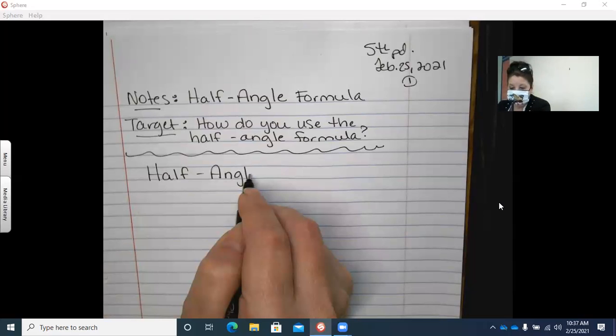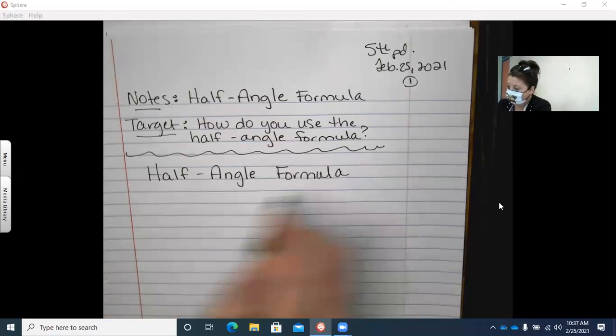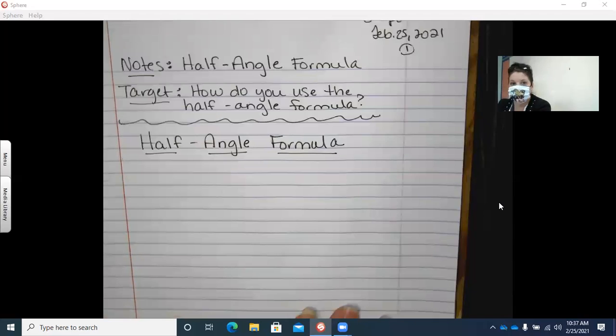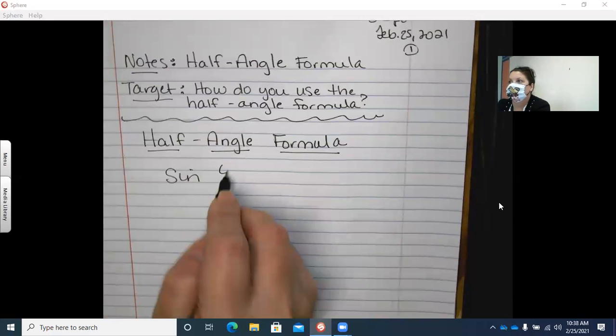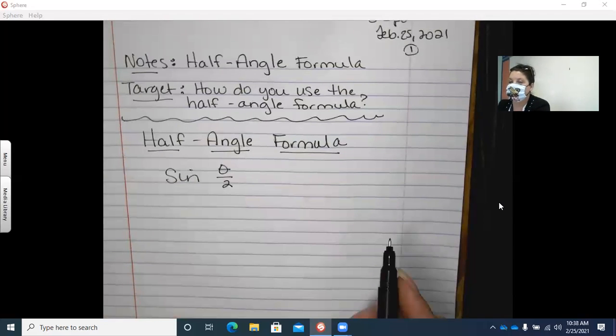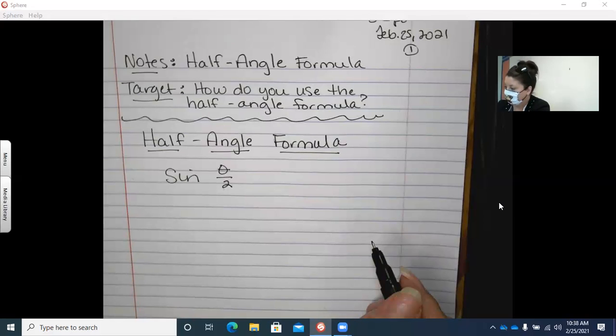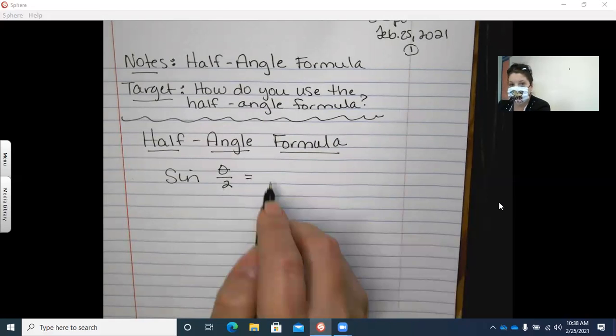All right, our first one. Sine of theta divided by 2, right? Double angle, we found the sine of 2 theta, right? Half angle, we're finding the sine of half of theta. And that formula is plus or minus the square root of, this is a fraction, 1 minus the cosine of theta, quantity divided by 2.